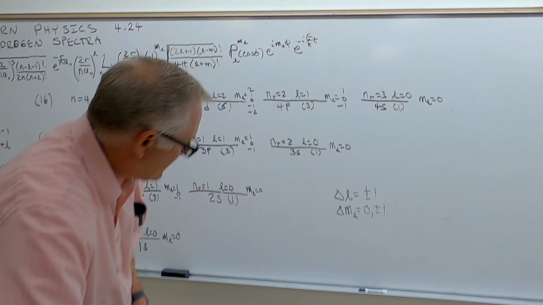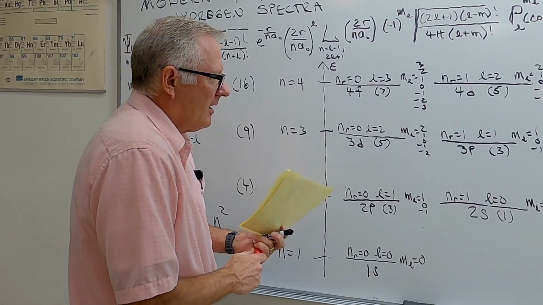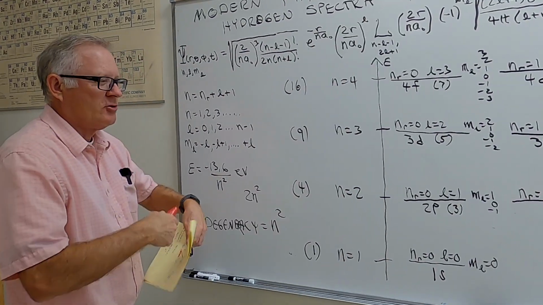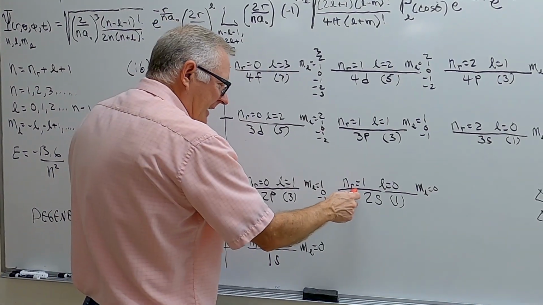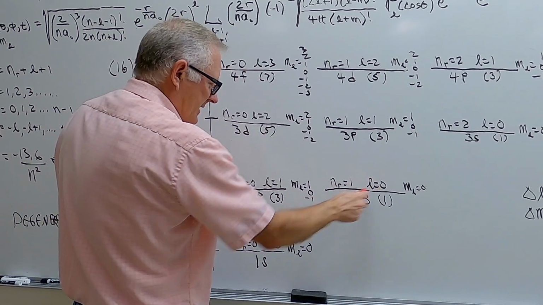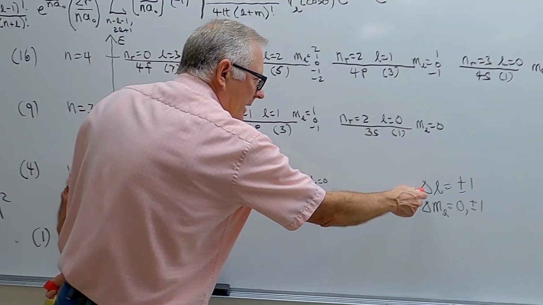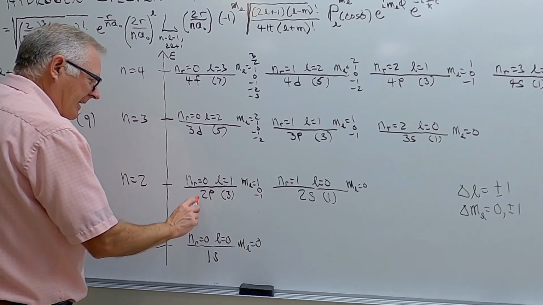So if we come over to here and look, when we make a jump, you've got to jump down this way. You've got to lose energy to emit a photon. But you'll notice I can't jump from here to here because L was 0 and L was 0 there. You have to change L by at least 1. So that can't happen. This can happen right here.